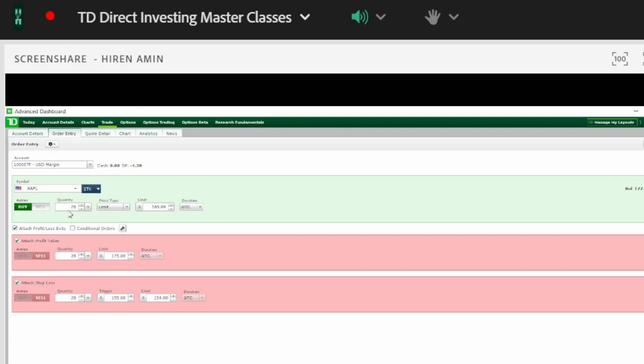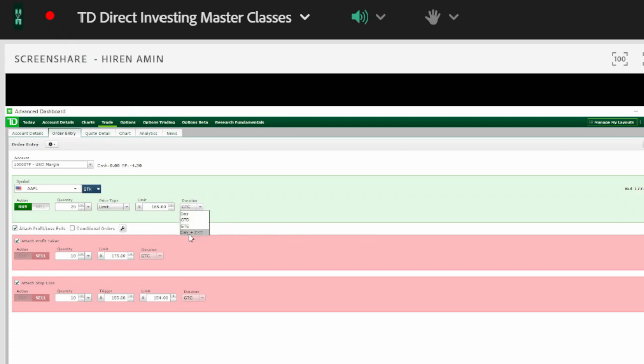So maybe if I'm buying 20, I don't necessarily need to sell all 20. Maybe I just want to sell 10 of my 20 at 175. And same thing over here, maybe I only want to get rid of 10, half my position, at a loss. So you can adjust that, and you can of course adjust the price. The duration is fixed. It's going to be the same duration that's chosen over here. So keep that in mind.